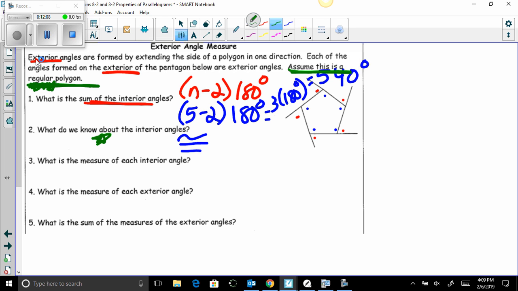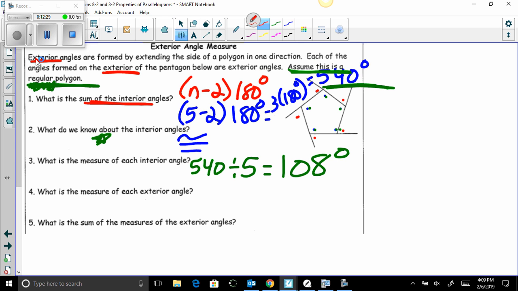So then, therefore, what's the measure of each interior angle? If I know that all the interior angles should add up to 540, divide that by how many angles I see on the inside. I got 5 on the inside. So if I do that mathematically, I get 108 degrees for each interior angle.